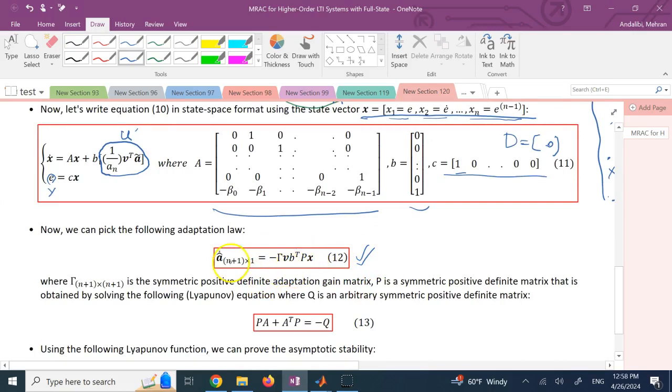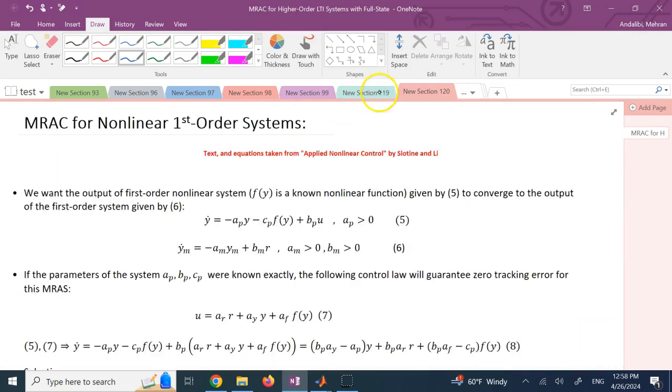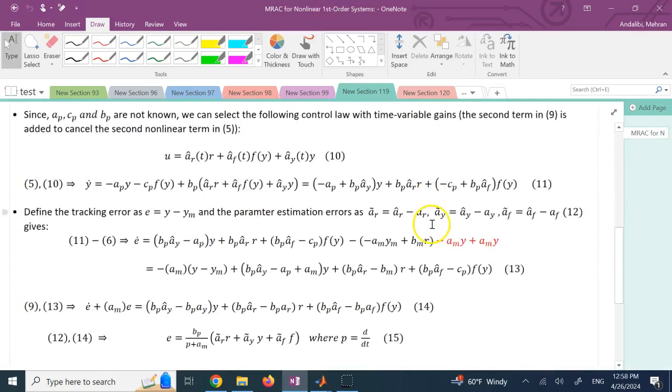What is this adaptation law? It says a hat dot, which is the change of these estimated parameters versus time, is negative Gamma. This gamma plays the same role that we had in the first, if you remember, let me show you, when we had the first order systems.